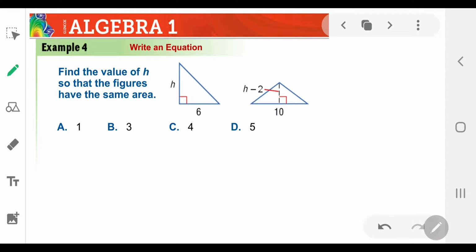Let's see what we have. It's required to find the value of h so that the figures have the same area. So we have two triangles. In order to have the same area, you might write an equation and solve it to find h.